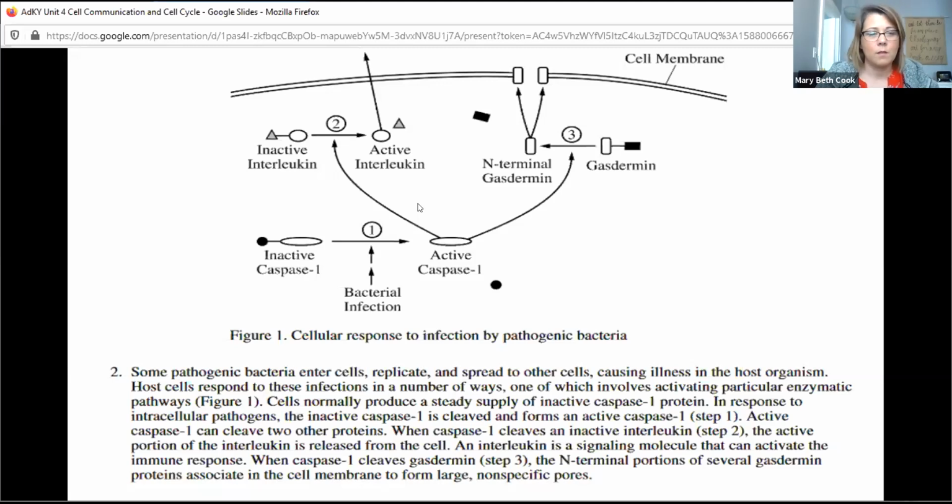All right, so you guys are doing good. So I really like this question. So only step 3 was stopped. So that means that that pore cannot form, but that step has nothing to do with interleukin being released. So good job. If you said that, you got 2 points right off the bat.